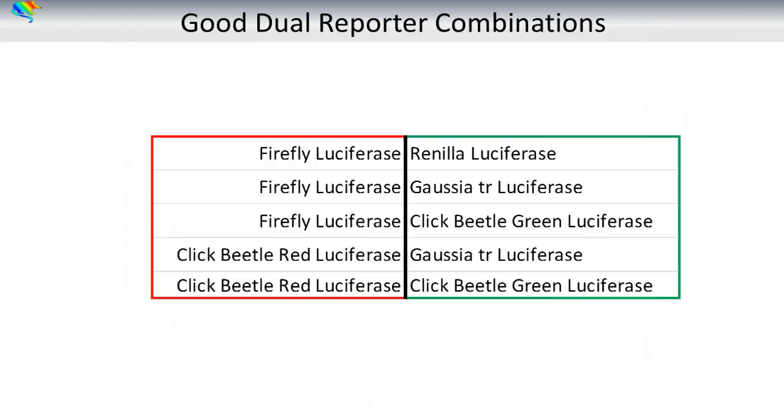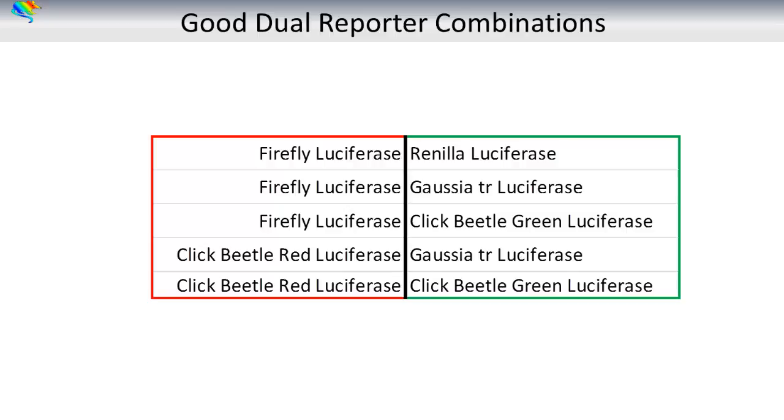Good dual reporter combinations. Firefly and Renilla luciferase is the oldest pair. They can be discriminated by both wavelength as well as substrate. Although Renilla emits in the blue, it is still a good reporter and can be used at depth.